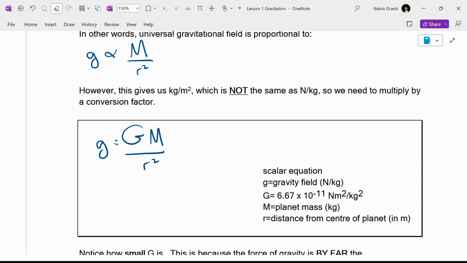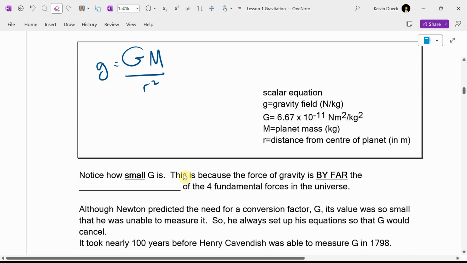Ten to the what? Ten to the negative 11? That's small. That's 0.0000000000667. It's crazy small. In fact, notice I wrote here how small big G is. By the way, I'll call this one big G. I'll call this one little g. Big G, you'll probably end up memorizing it during this unit at 6.67 times 10 to the negative 11.